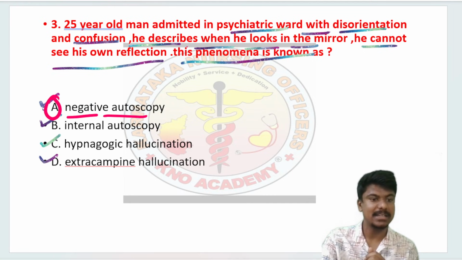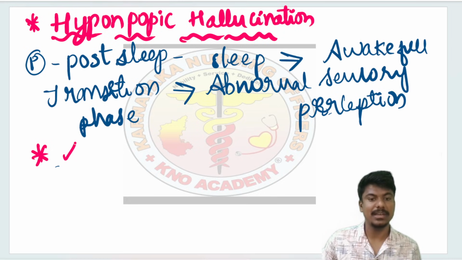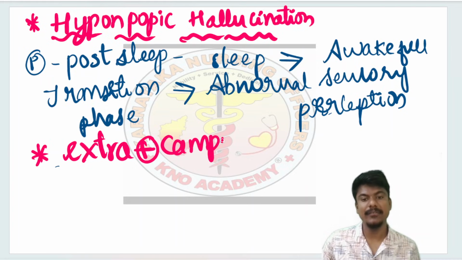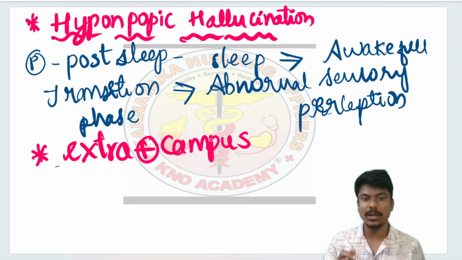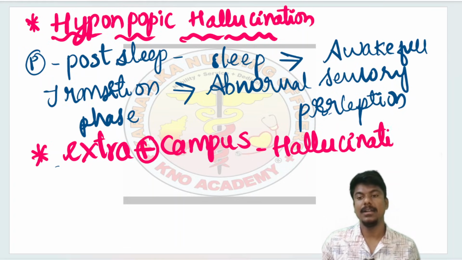And option D is extracampine hallucination. Here the word is extra plus campine. Why am I splitting and writing? It will be very easy to understand. If you split the word and understand, it will be very easy for you. Extracampine hallucination.